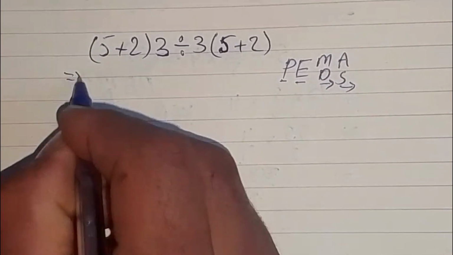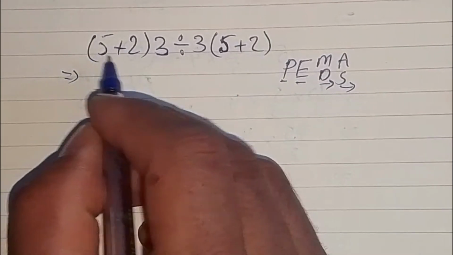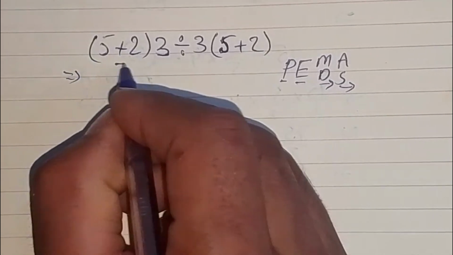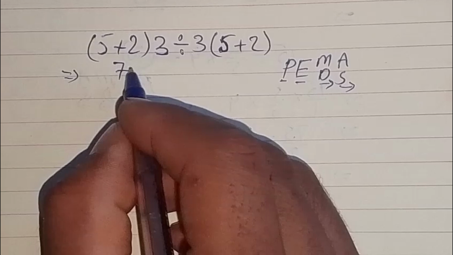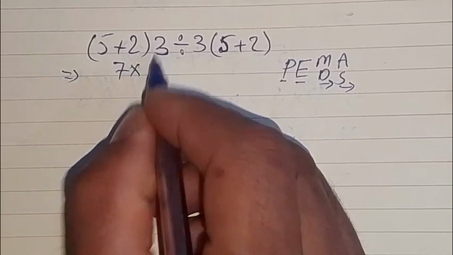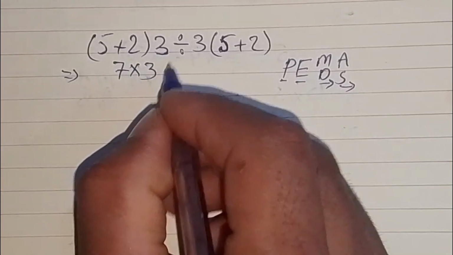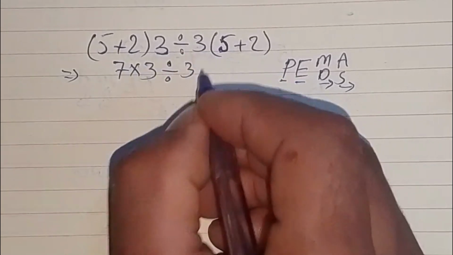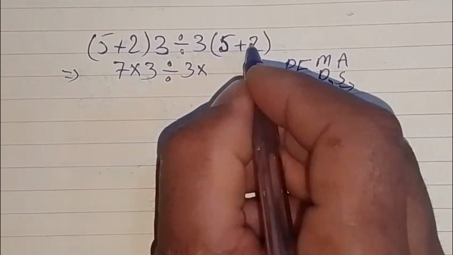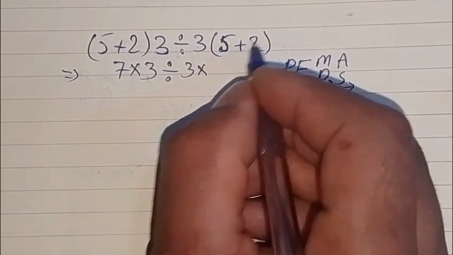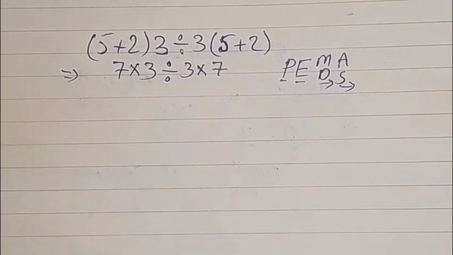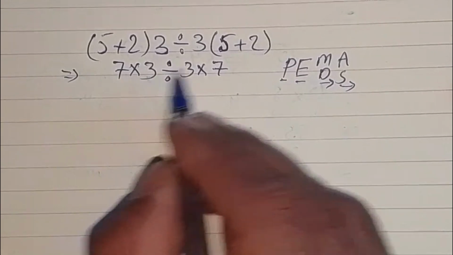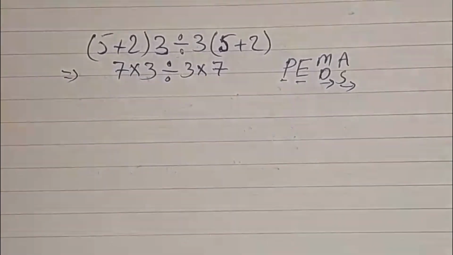So inside of the parentheses, 5 plus 2 gives us 7, and here you know multiplication, so multiply by 3, divide by 3, and you know also here multiplication, and inside of the parenthesis 5 plus 2 gives us 7. So now we have one multiplication here and one here and one division.